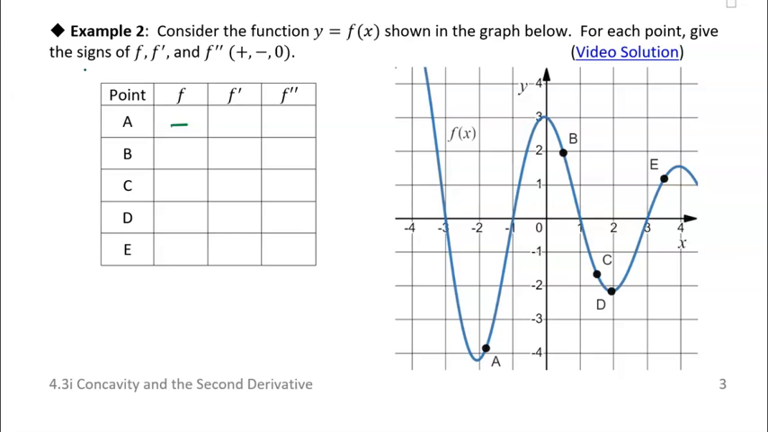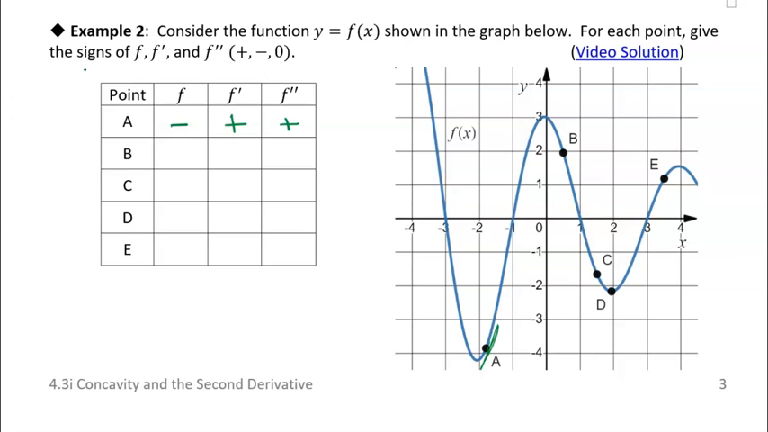F prime at this point has to do with the slope. If I drew a tangent line, it looks like it'd have a positive slope, so it's going to be positive. And you can see that it is on a portion of the curve where it's concave up, so that means the second derivative is going to be positive. All right, let's keep going.